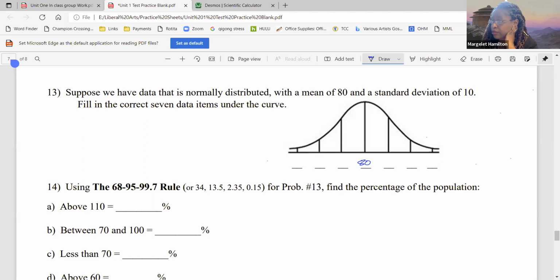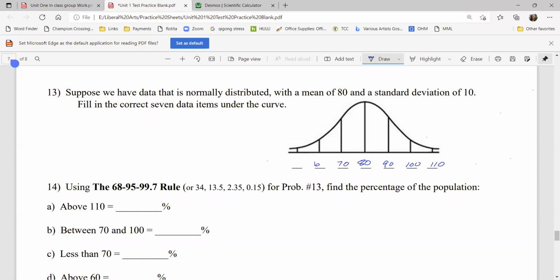Is everybody okay? All right. But what are we subtracting? 10. So every time we jump, we're jumping an amount of 10. If this is 80, then this is going to be what? 90, 100, 110. Okay. And then when we go backwards, we get what? 70, 60, 50.